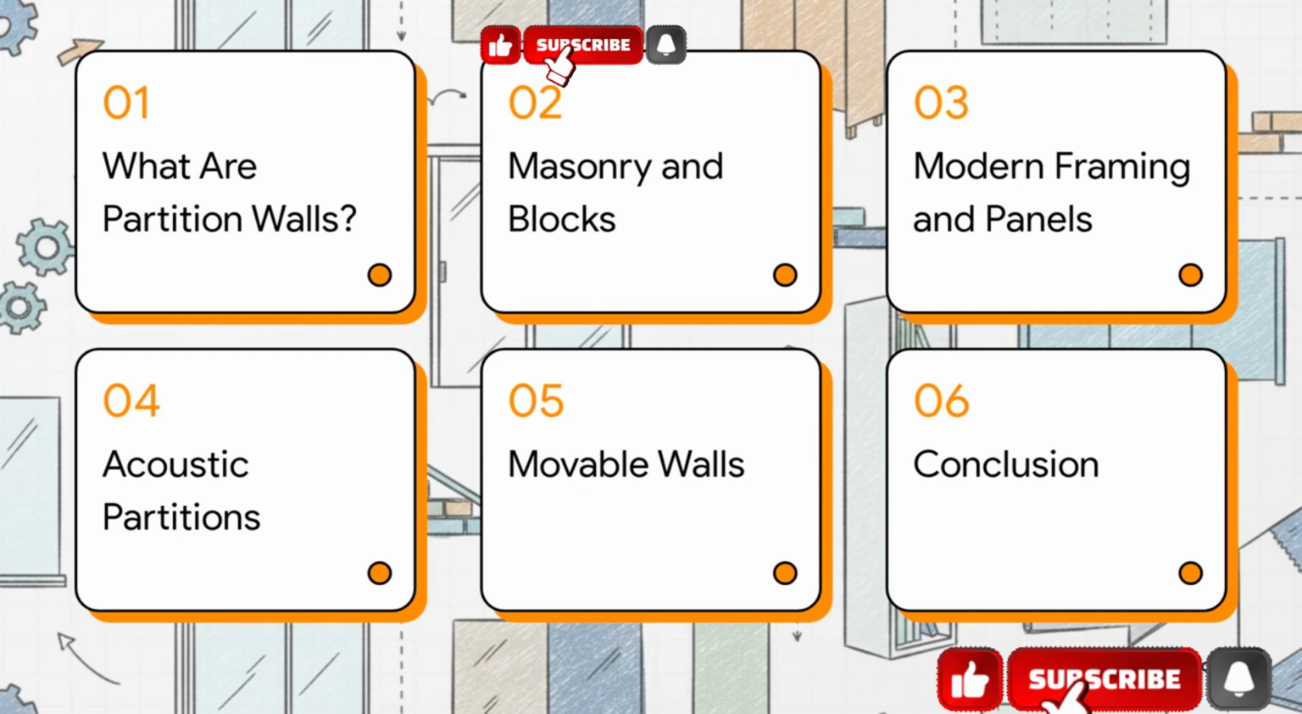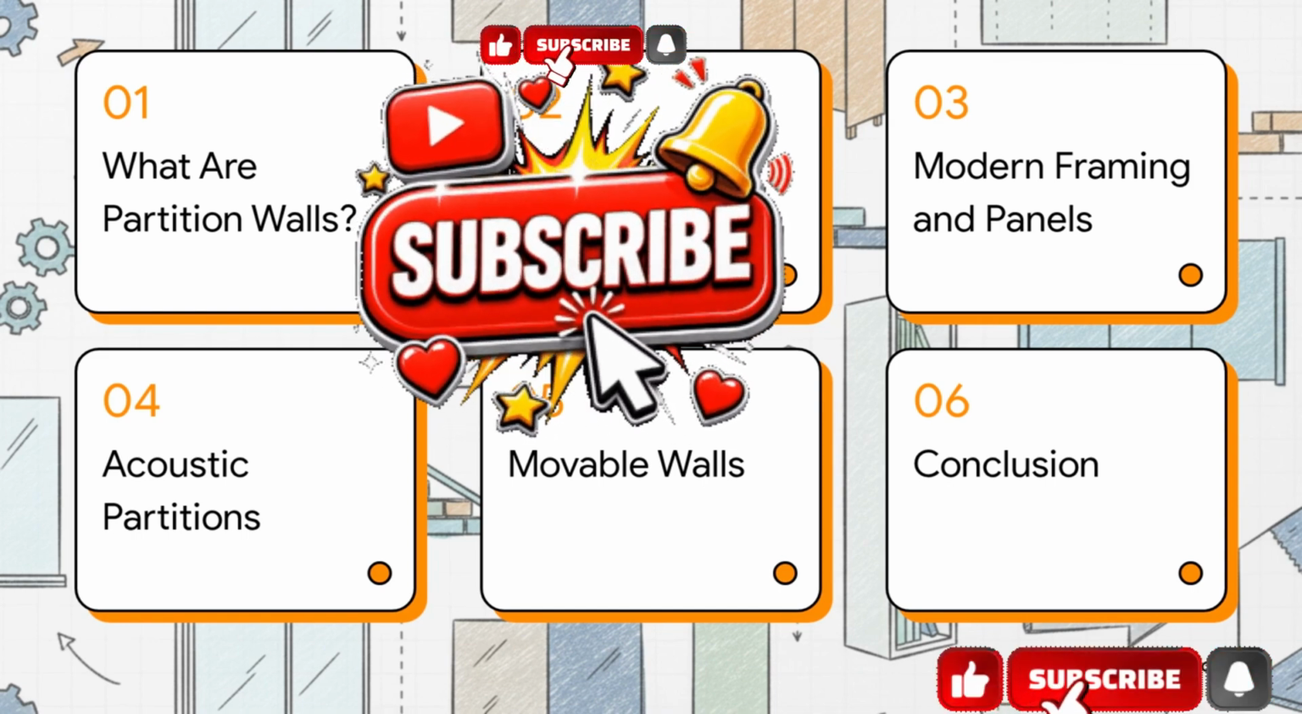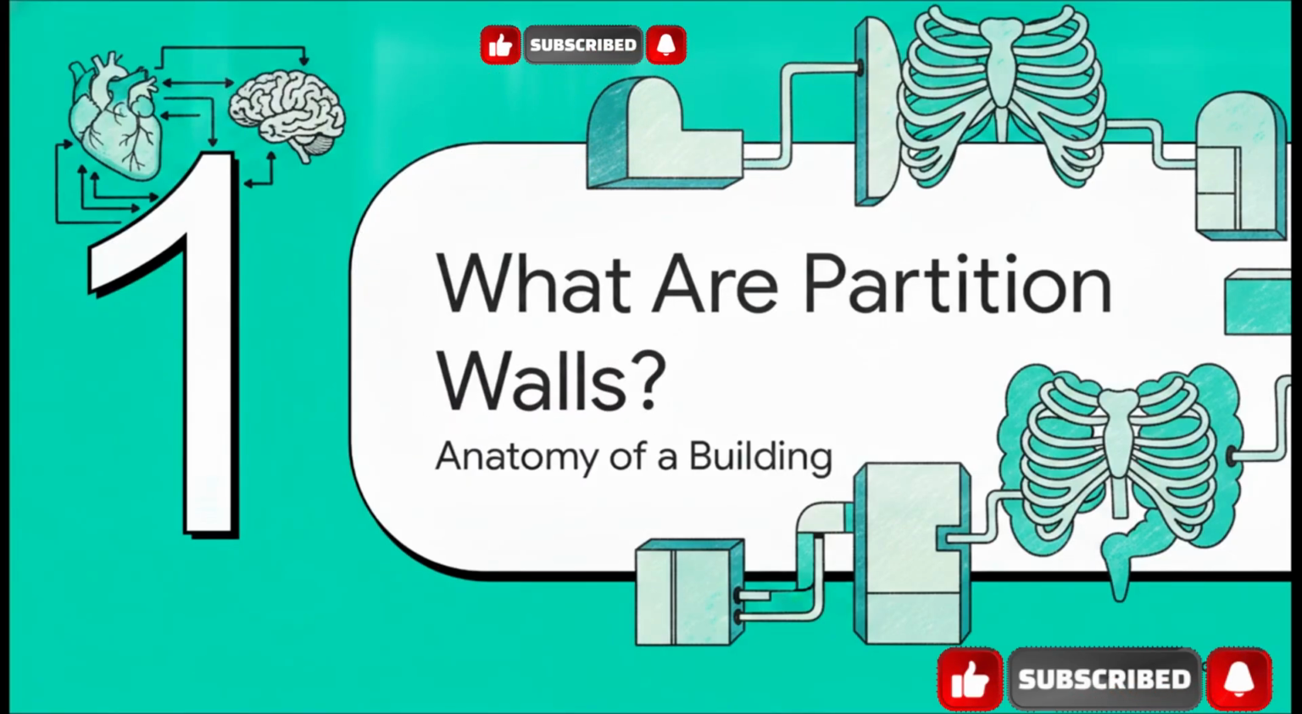Here's the roadmap for today. We'll kick things off with what partition walls actually are, then look at traditional masonry and blocks, modern framing and panels, specialized acoustic partitions, and finally, movable walls and flexibility. Section 1. What are partition walls?